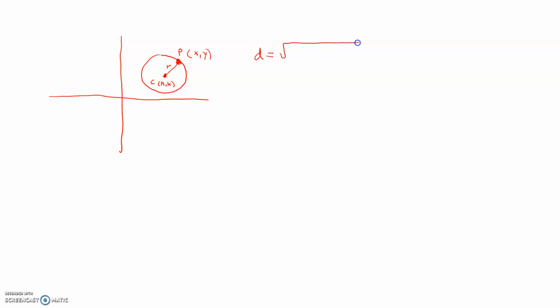So what we're going to use is the distance formula. Remember the distance formula from a couple of lessons ago? If you have a point A and a point B, with A being x sub 1, y sub 1, and B being x sub 2, y sub 2, then the distance between them is the square root of x sub 2 minus x sub 1 squared plus y sub 2 minus y sub 1 squared.